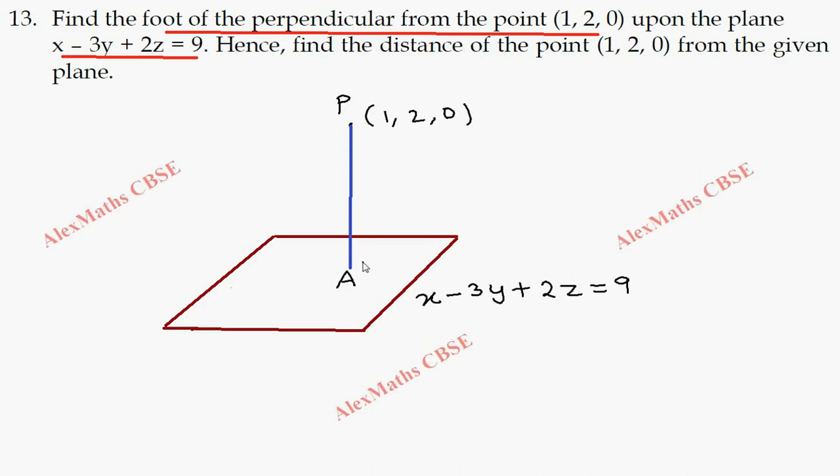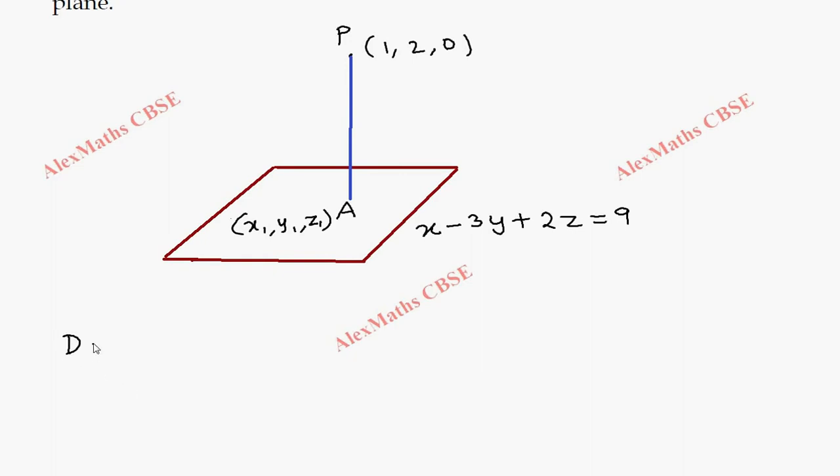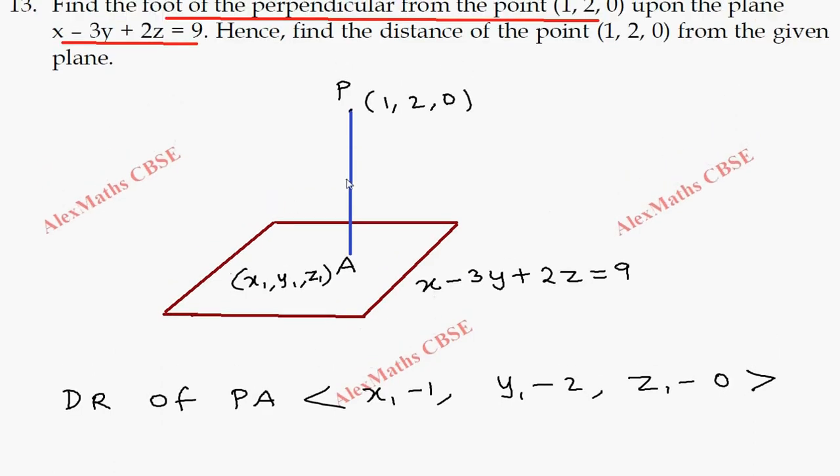Since we are going to find the point A, which is the foot of the perpendicular, let's take that point as x1, y1, z1. Now we are going to find the direction ratio of the line PA. It is nothing but the difference between these two: x1 minus 1, y1 minus 2, z1 minus 0. Now this line itself is a normal to this plane, whose direction ratios are nothing but the coefficients from the plane equation. Those are 1, minus 3, 2.